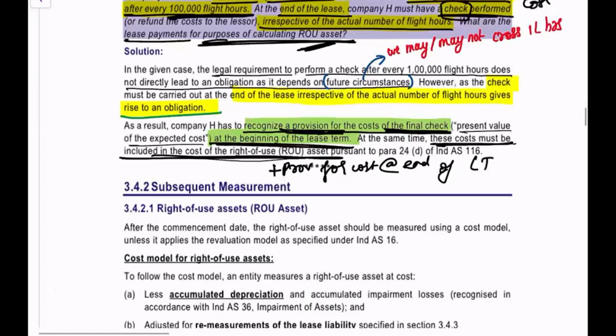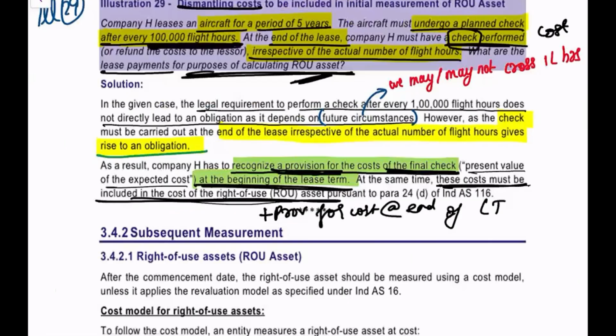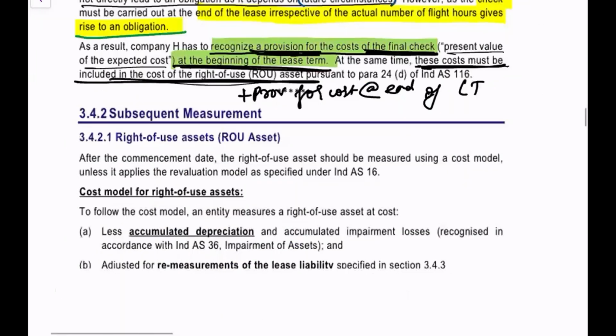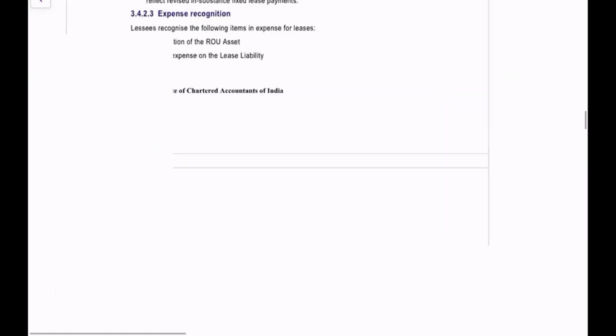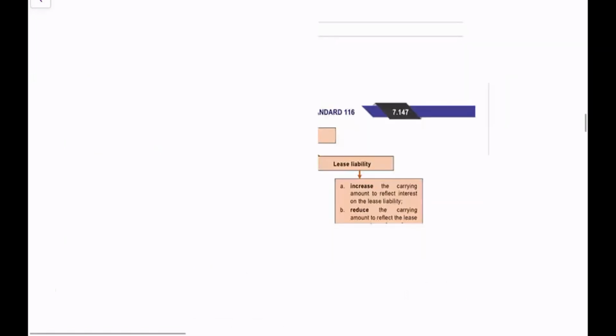Related to this 1 lakh flight hours, if there is any planned check, you need not create a provision for that because you are not very sure if you're going to cross it or not at the beginning of lease term. But at the beginning of lease term, you are very sure that you will have to perform this final check. So you record for that. Okay. Next that we are going to learn is the next illustration.